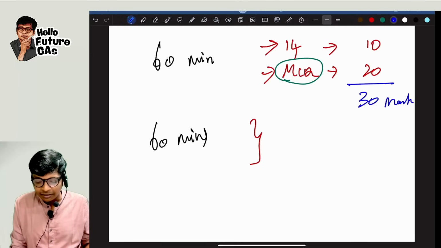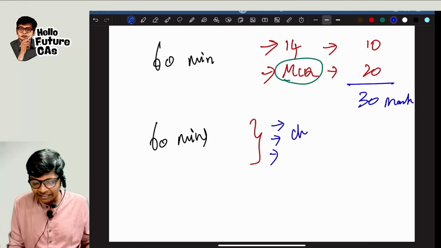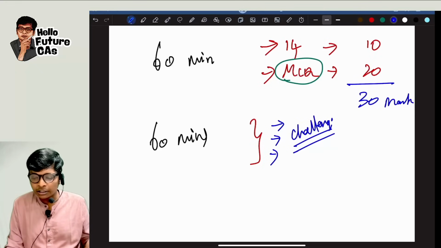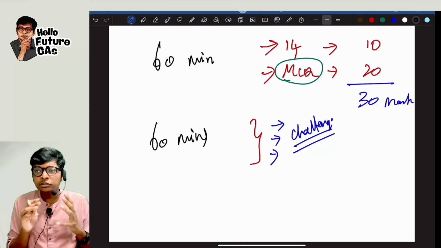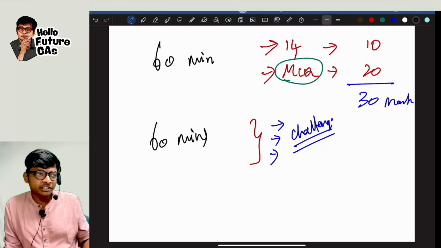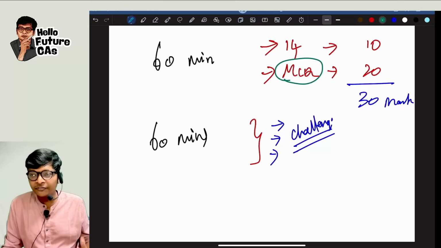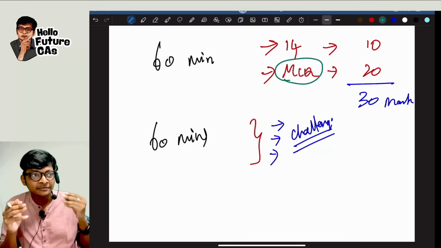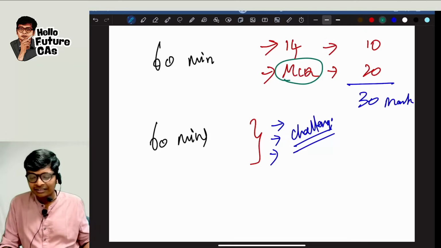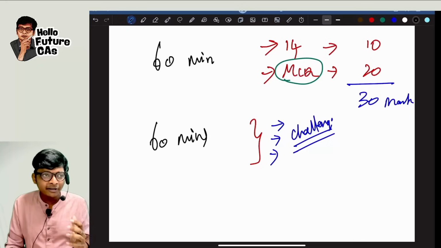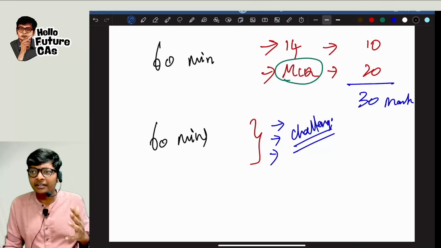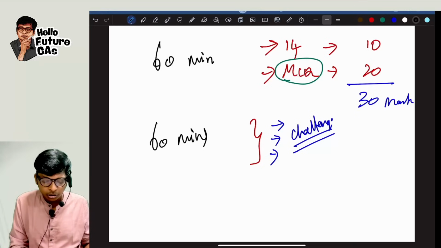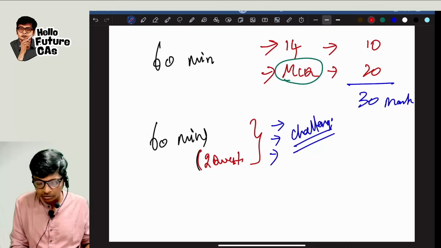This is the time where you solve the challenging questions in your paper. For example, if it's accounts, sir, the consolidations, the amalgamations, the schedule 3s, or if it's costing, the big lengthy problems, marginal costing, standard costing, the ones where you need your mind, the challenging questions. So here, in the next 1 hour, because it's challenging questions, you may solve only maximum 2 questions, correct?